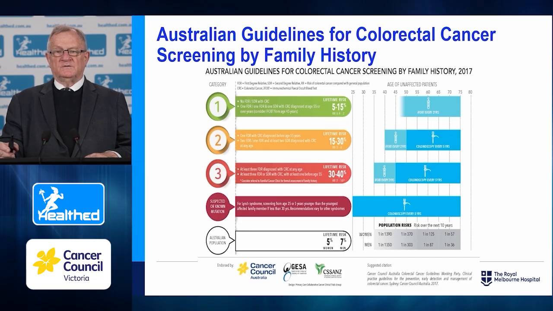People who've got a relative aged 60 or under with bowel cancer, first-degree relatives, are offered colonoscopy from the age of 50 or 10 years younger than the age of onset of that cancer. And then with the accumulation of more features, there is the need to consider referral to a familial cancer clinic and more frequent colonoscopies in the high-risk group there, 3.